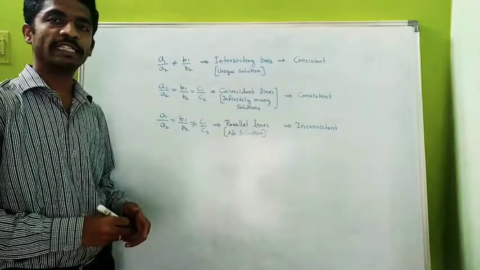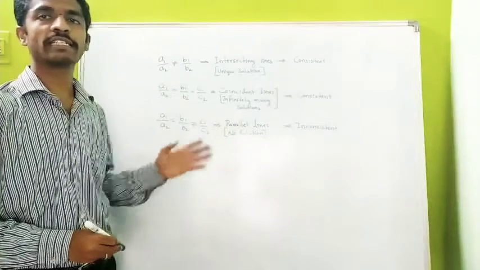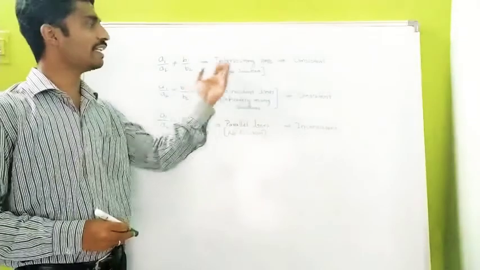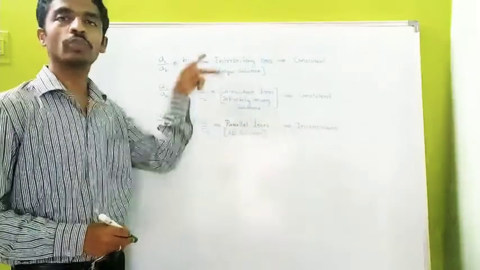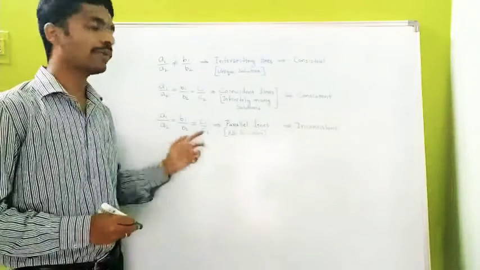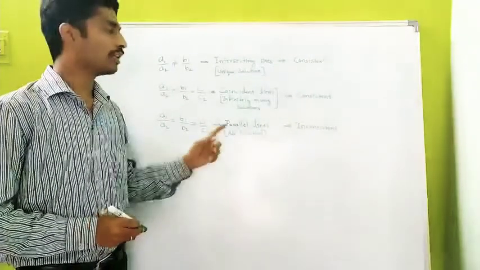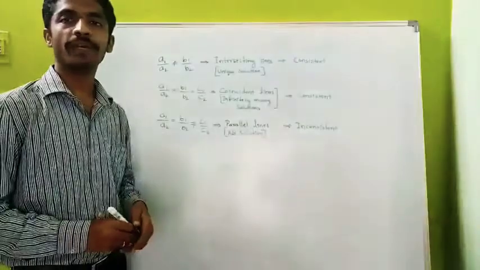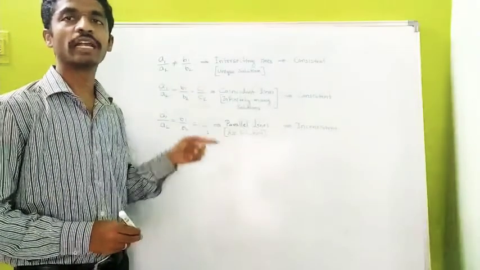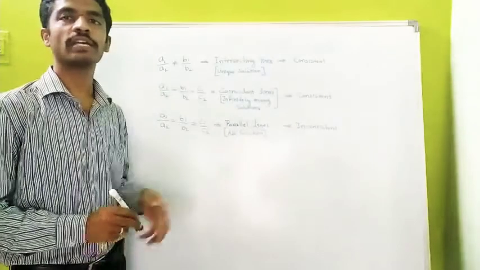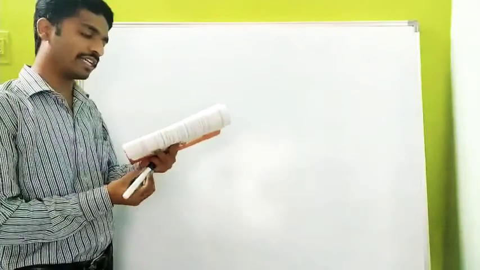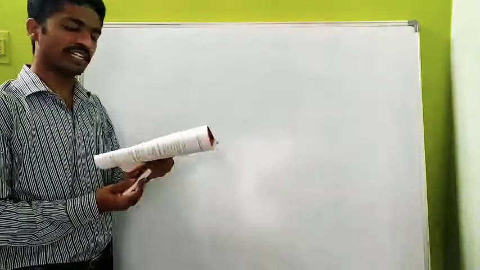Along with the nature of lines, we should know about consistent and inconsistent pairs. Whenever we get intersecting lines and coincident lines, those pairs of linear equations are consistent. Whenever we get parallel lines, those are inconsistent pairs of linear equations. Like this, we have to classify them as consistent as well as inconsistent.